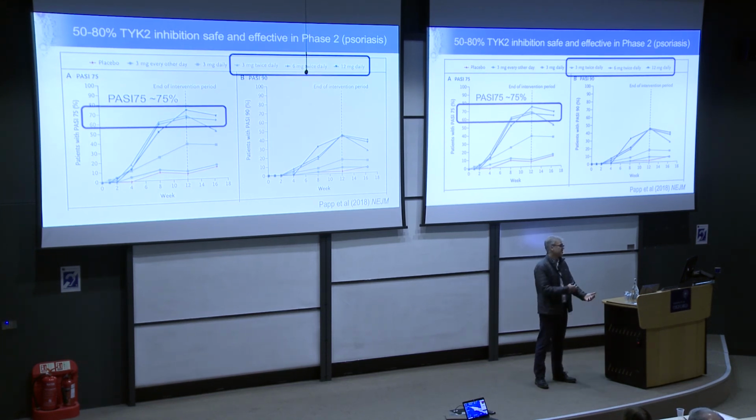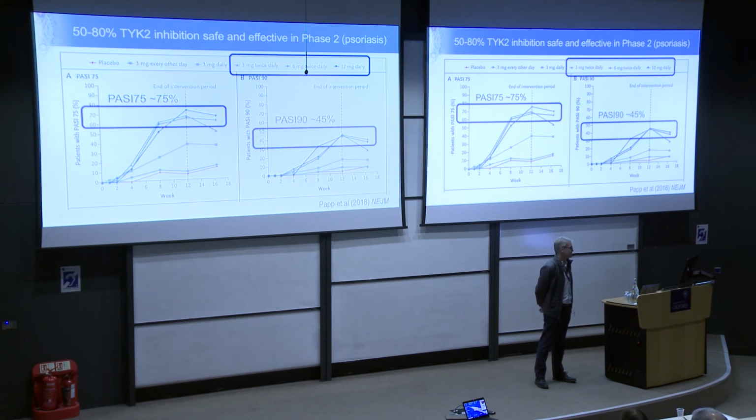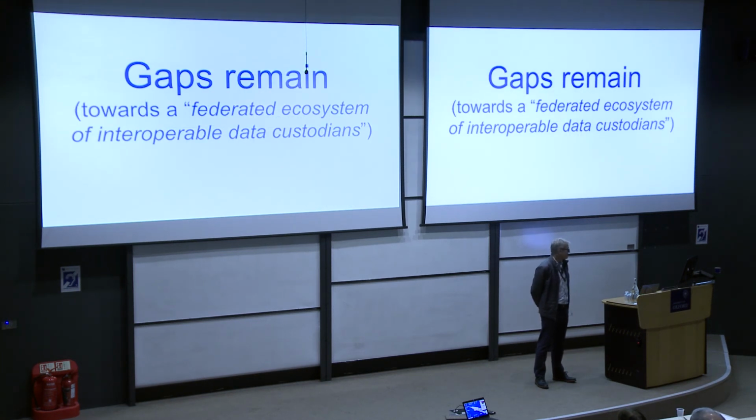It basically measures the amount of psoriasis that you have on your skin, and that 50 to 70% inhibition of TYK2 led to PASI 75 scores in about 75% of individuals, and PASI 90 scores, that is 90% of the lesions cleared on the skin, in about half of the population. So just in the last slide, just gaps remain.